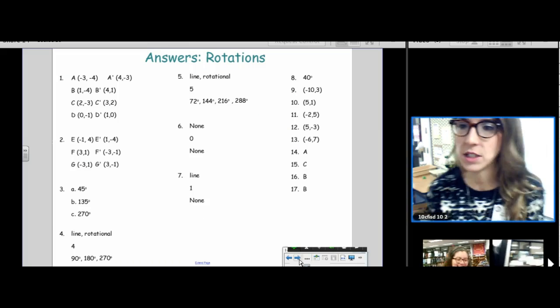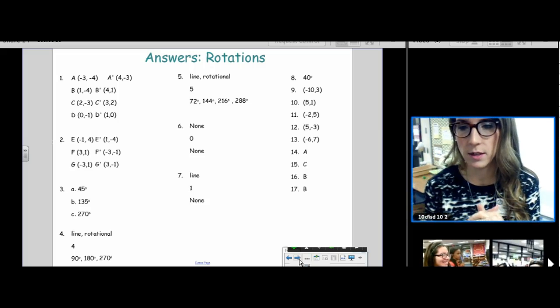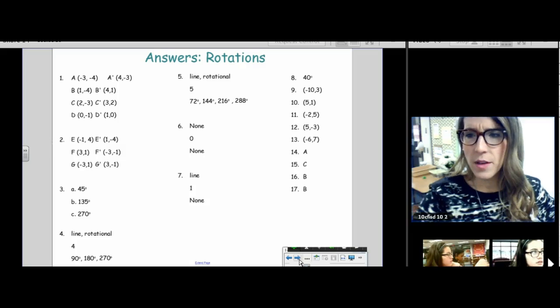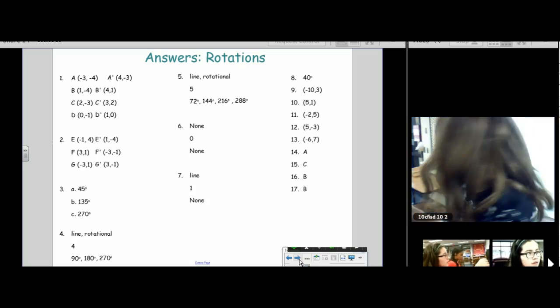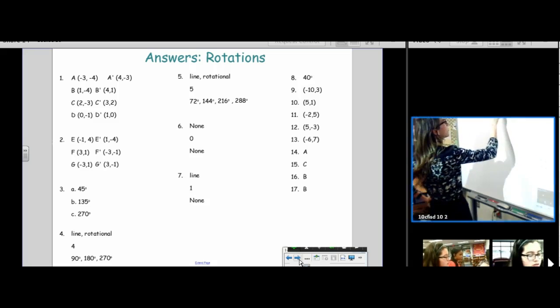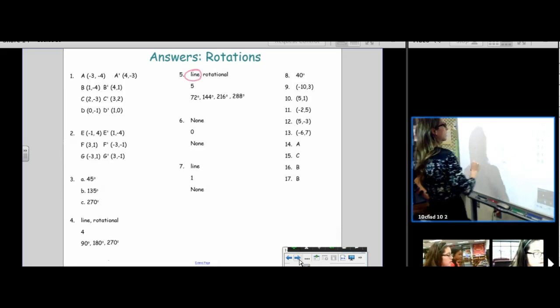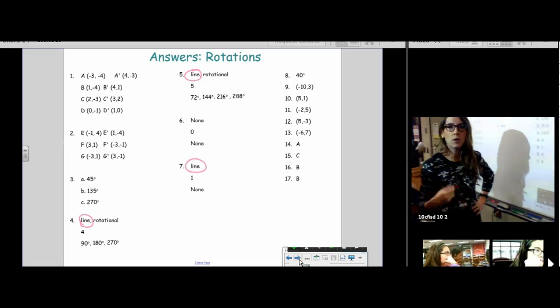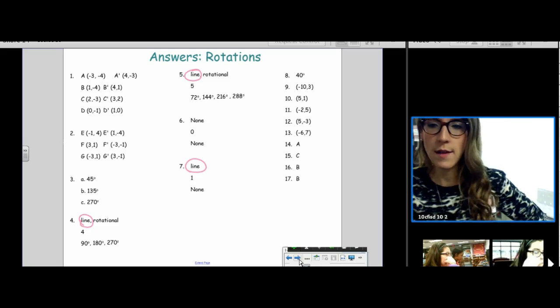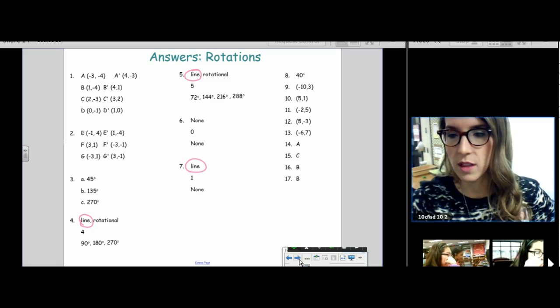Here are the homework answers to rotations. By the way, when you see the word that says line, that's the same as reflectional. So right here, this is reflectional symmetry. Reflectional symmetry, reflectional symmetry. So those are interchangeable. Don't worry if you put reflectional instead of putting line.